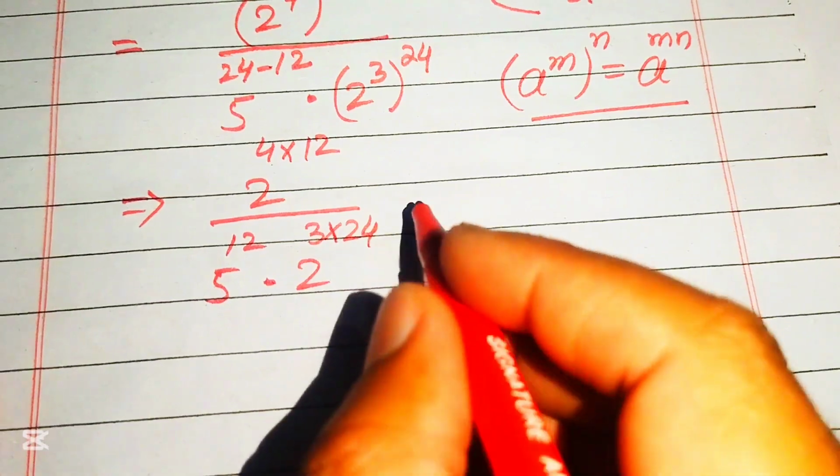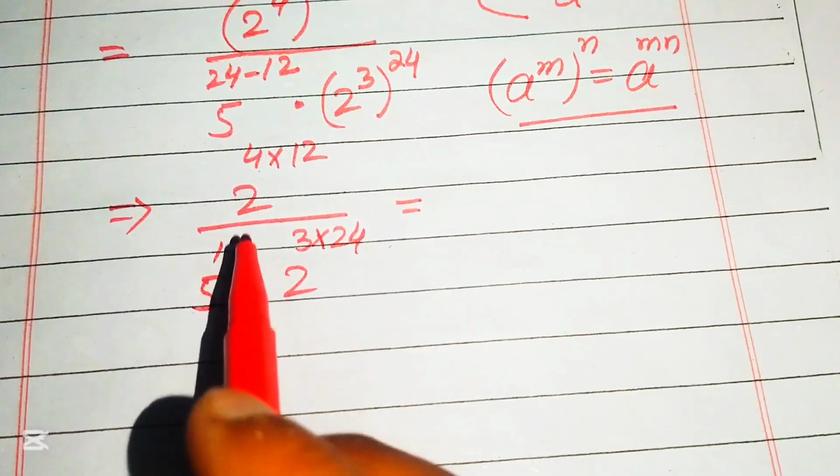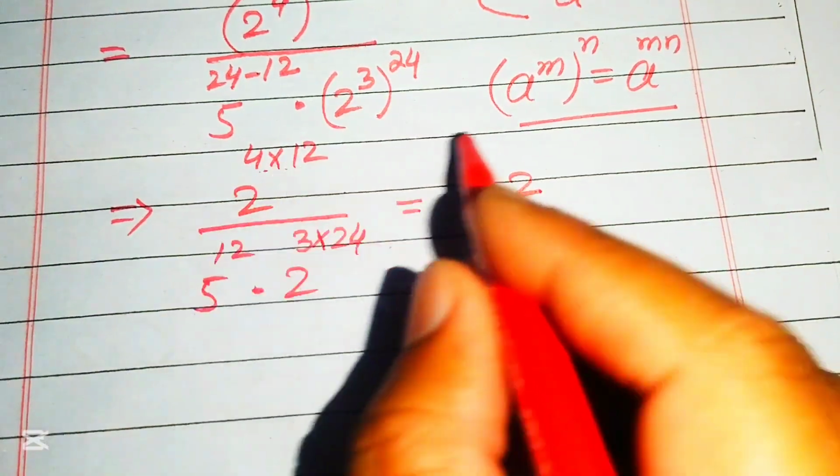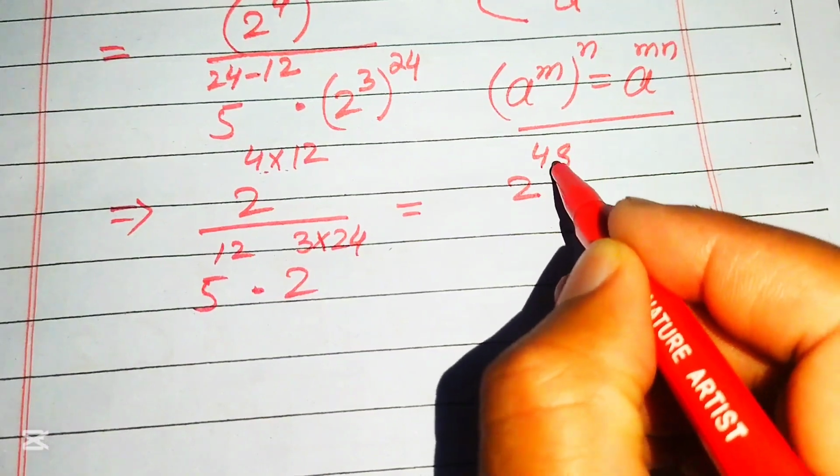Further we need more simplification, and now we multiply, and we know that 4 times 12 equals 48.